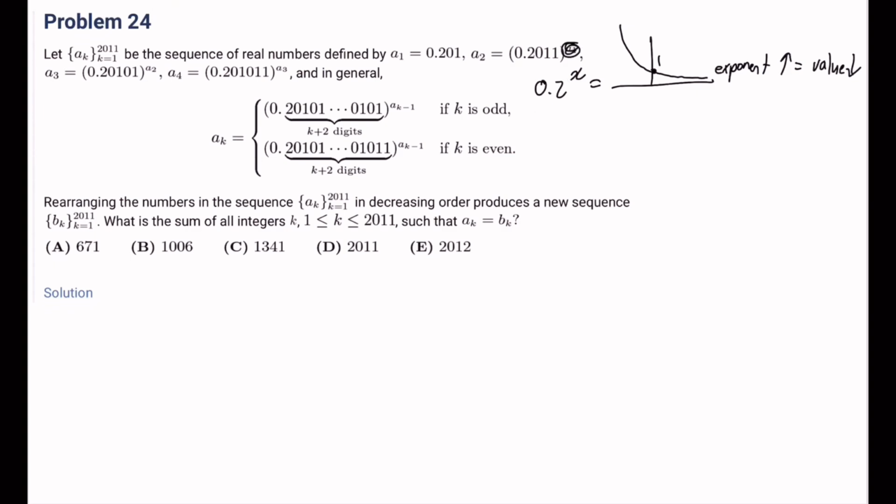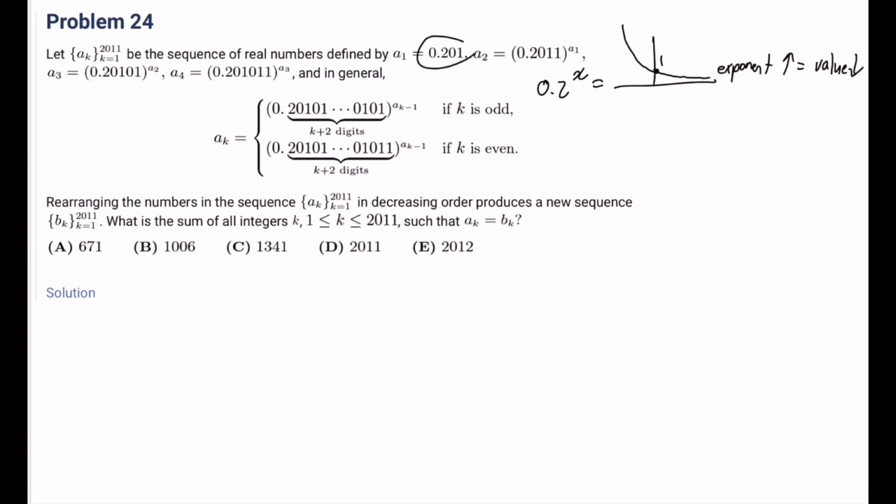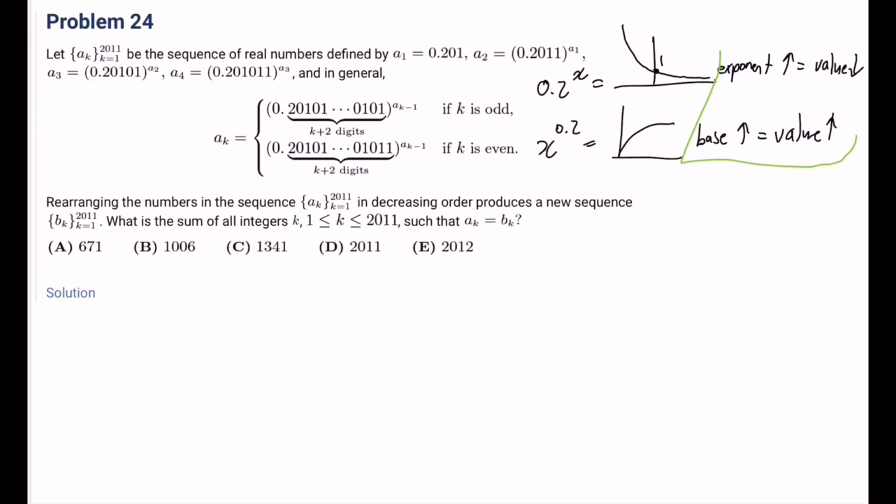And next we have these exponents, right? These exponents are also going to be between 0 and 1. And so we know that the graph of x to the 0.2 power is going to look like this, because the exponent is between 0 and 1. Since all of these are between 0 and 1, as the base increases, the value increases, right? So as the base increases, the value increases. These two facts will be very important for us in figuring out the order of A1, A2, A3, and A4. Okay, so now let's start comparing A1, A2, A3, and A4.